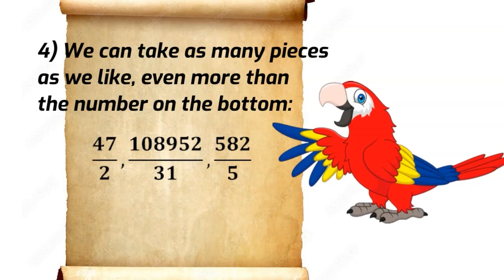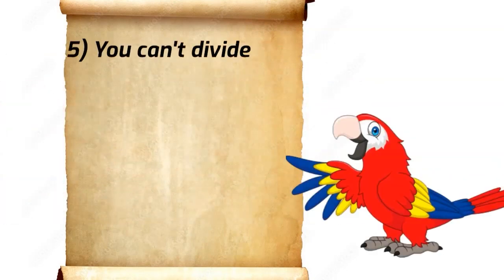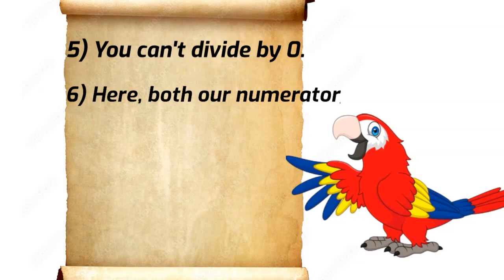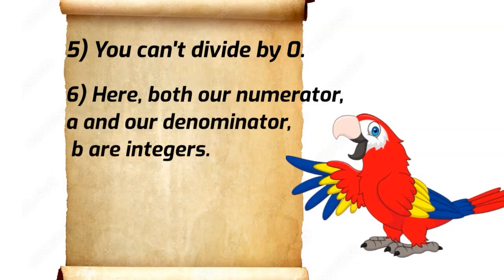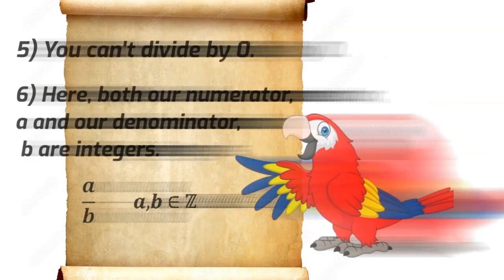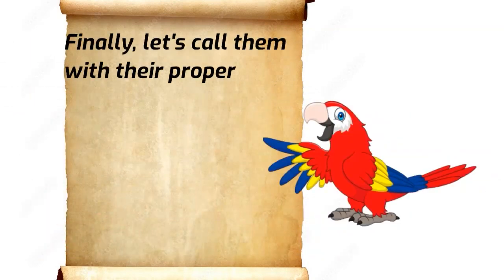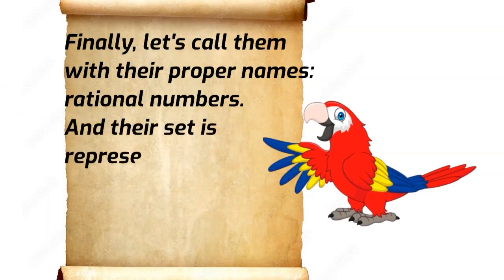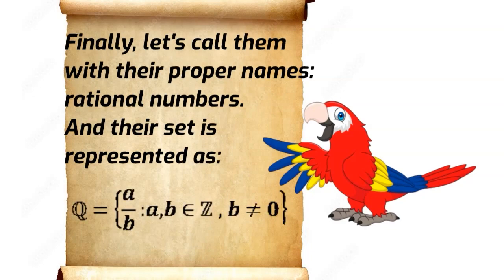47 halves, 108,952 thirty-firsts, 582 fifths. But don't forget, you can't divide by 0. And lastly, here, both our numerator, a, and our denominator, b, are integers. Finally, let's call them by their proper names, rational numbers. And their set is represented as follows.